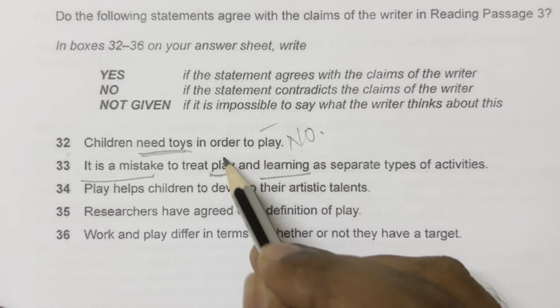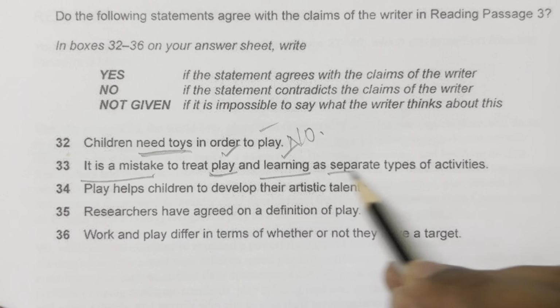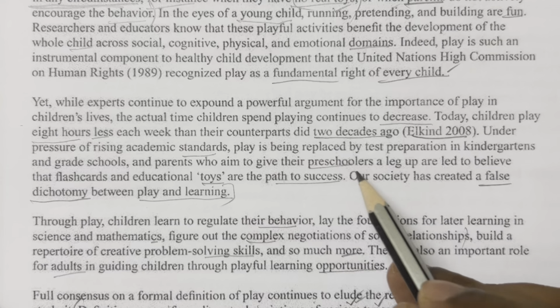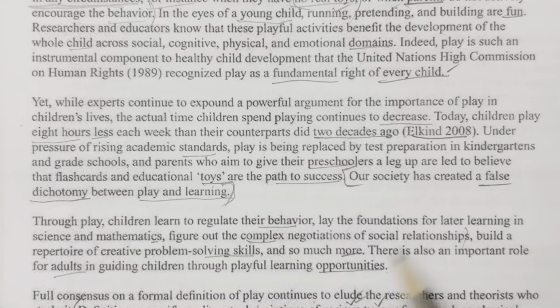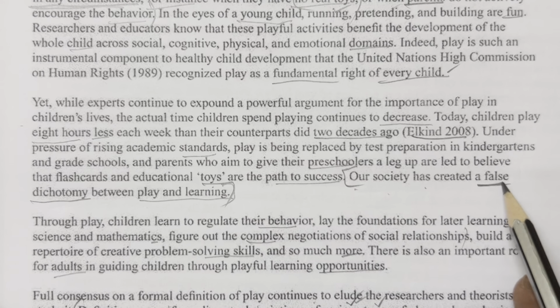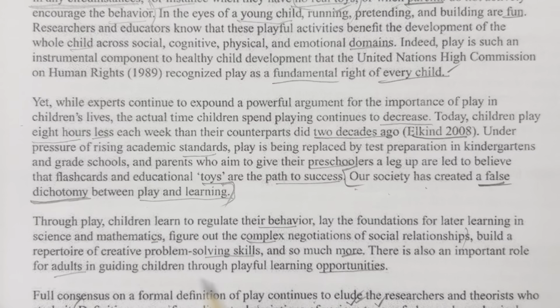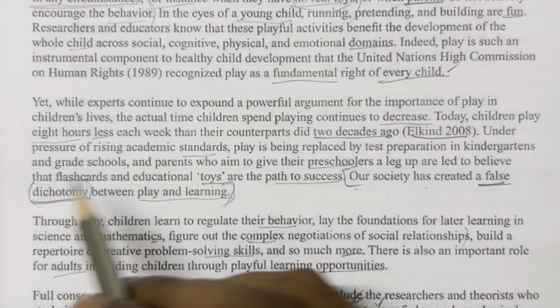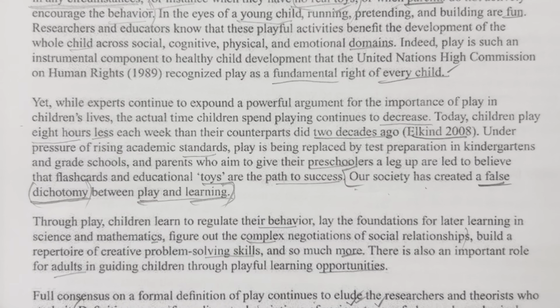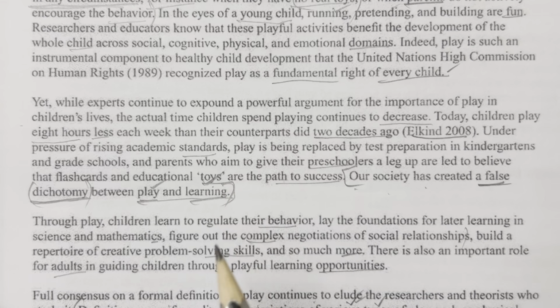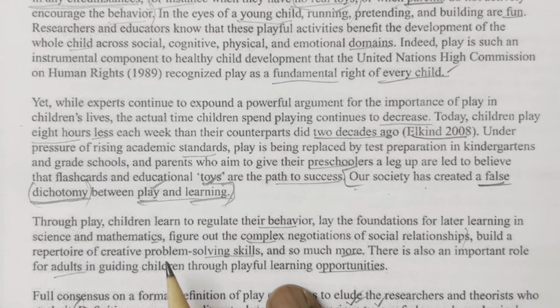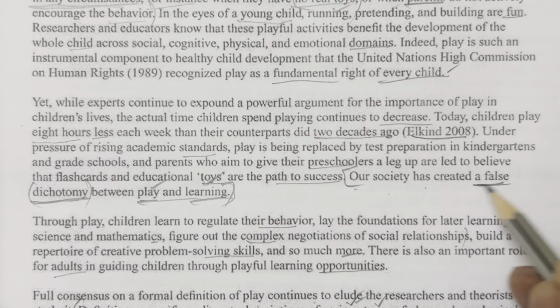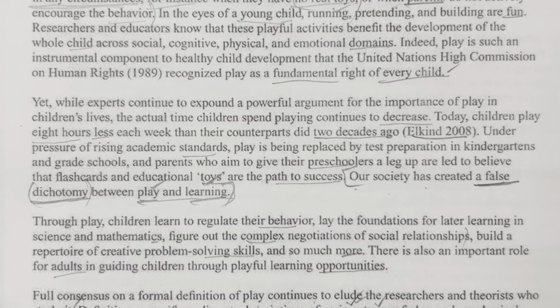Okay, some are treating playing and learning as separate activities. Okay, let's read the last sentence, guys. Wow. See, our society has created a false dichotomy. Oh, a false dichotomy means separation between play and learning. Okay, that's what he is talking about. So playing and learning are looked at as different activities. It is a mistake means false dichotomy, means false separation.